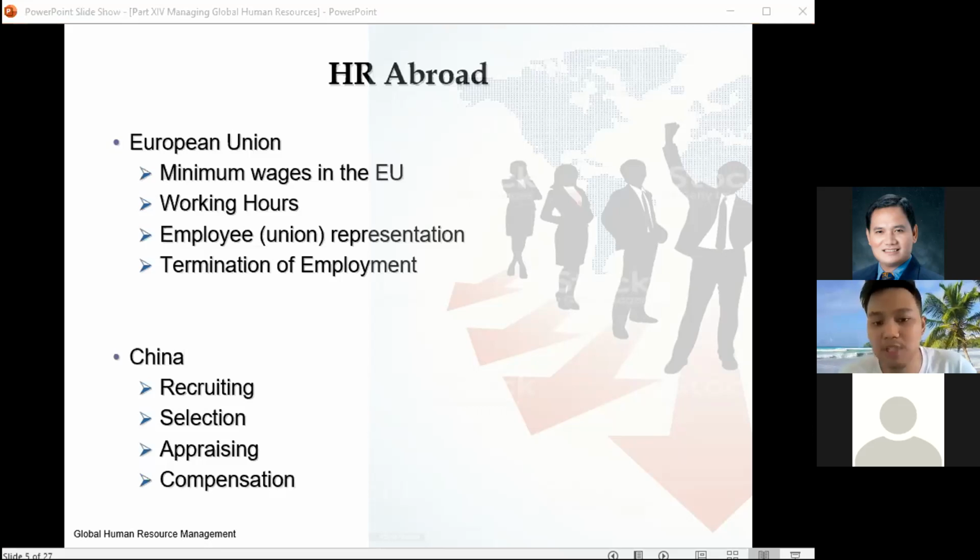And poaching employees. So here in the Philippines, we term it as pinirata. So pinipirata yung iba sa atin na from the same industry. So in China, poaching employees is a serious matter. So the employer must verify first that the applicant is free to sign a new employment agreement.